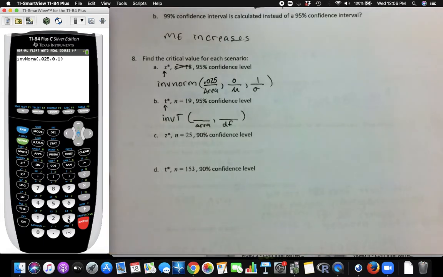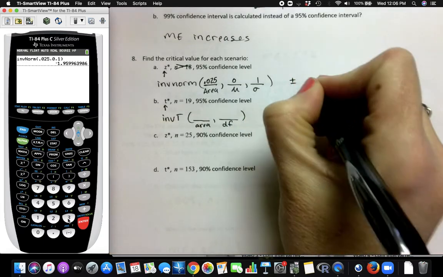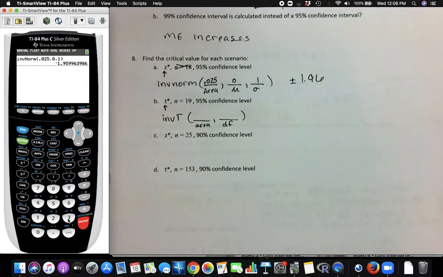Okay, we should already know this one, but just to show you, it is plus or minus 1.96.